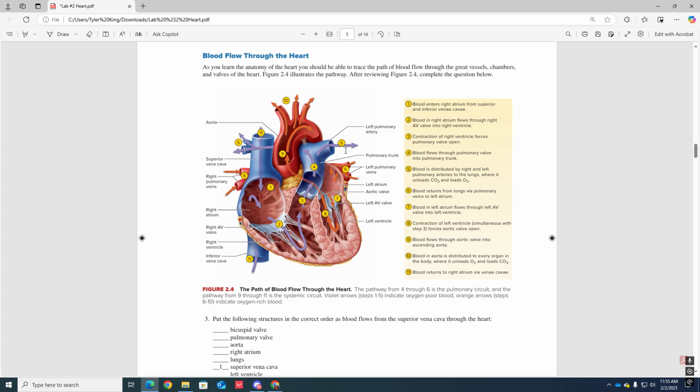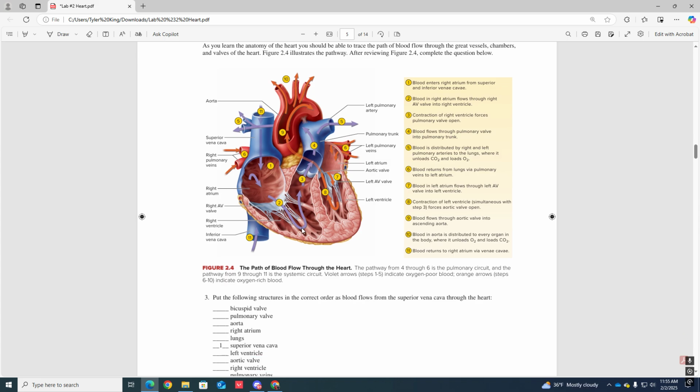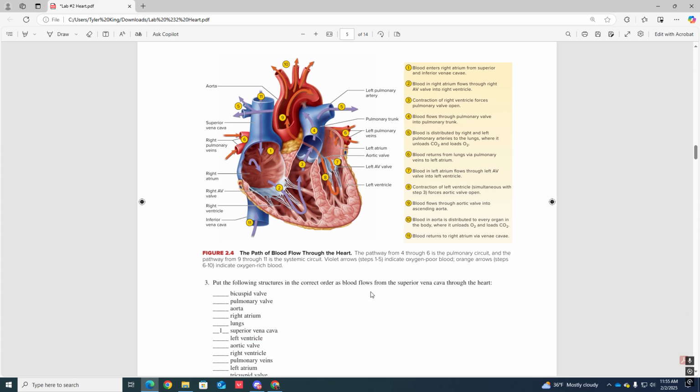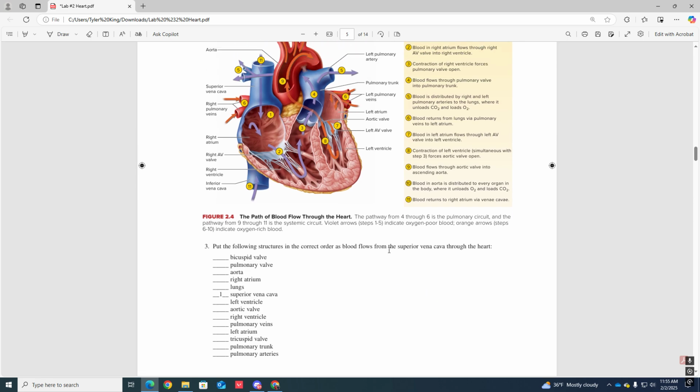So let's start with number 1. Put the following structures in the correct order as blood flows from the superior vena cava through the heart. So remember, blood always comes back through the superior vena cava, and what it's going to enter is the right atrium. Where is that guy? There he is. Always going to enter the right atrium. Then it's going to pass through this valve structure here. What's this valve called again? Tricuspid valve. Number 3 there.